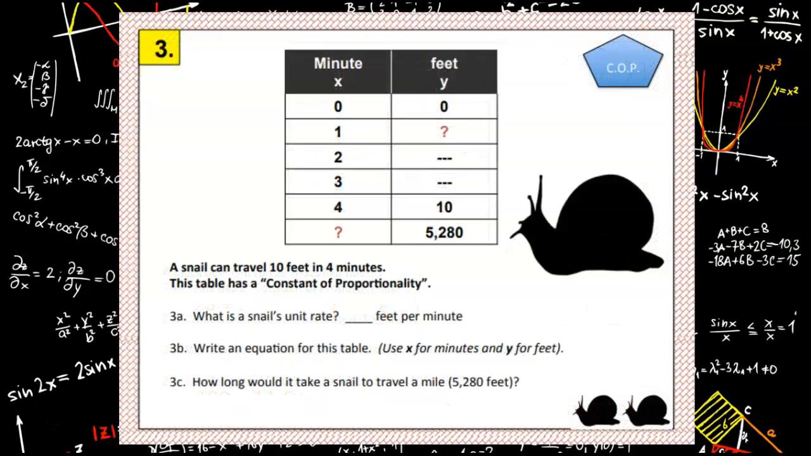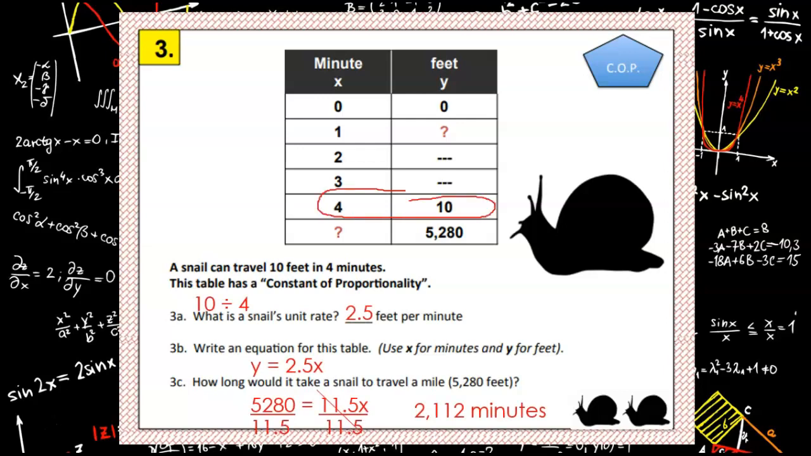Question number 3. A snail can travel 10 feet in 4 minutes. This table has a constant of proportionality. What is a snail's unit rate? Write the equation and tell me how long it would take the snail to travel a whole mile. Whoa. All right, so 10 divided by 4 tells me the snail's unit rate is 2.5 feet per minute. So the equation is y is equal to 2.5x. Plug that into your equation and solve. For a snail to travel a mile, it would take 2,112 minutes. A long time.